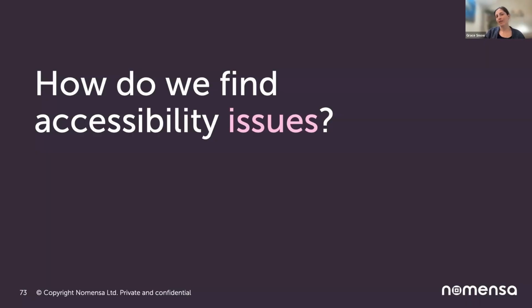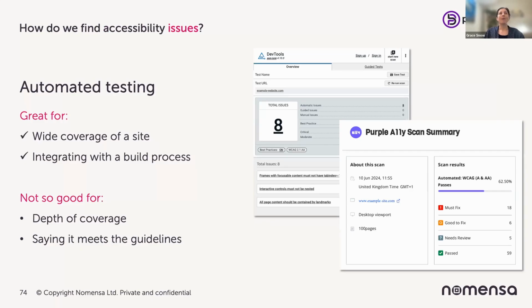So how do we find all of these issues? I've talked about audits as if everyone here knows exactly what they are. I'm not going to go into huge detail about how to run an audit. We definitely don't have time. But how you find them could be automated testing. That's great for getting a really wide coverage of sites. It's good for integrating with a build process, so you can have your CI pipeline automatically scan at every release.